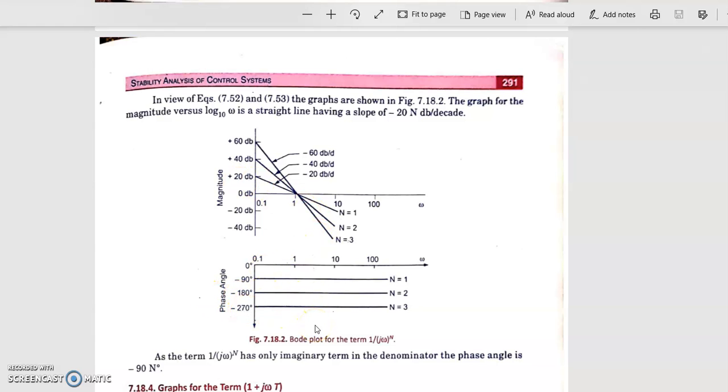So this is the total basic concept of how we can draw the Bode plot, and how we can assume the initial slope or reference slope in a Bode plot for magnitude and for the phase angle. So that completes the Bode plot for the term 1 upon j omega raised to power n.